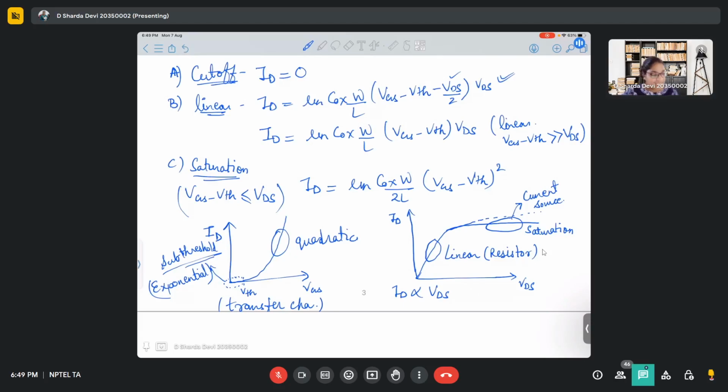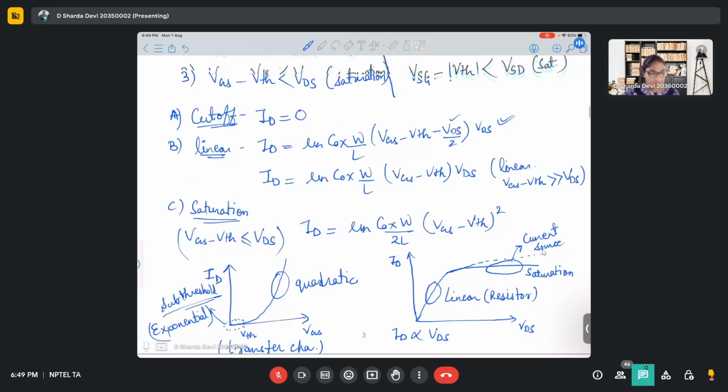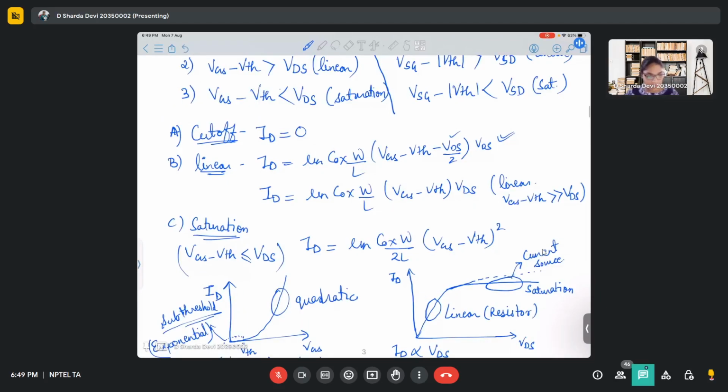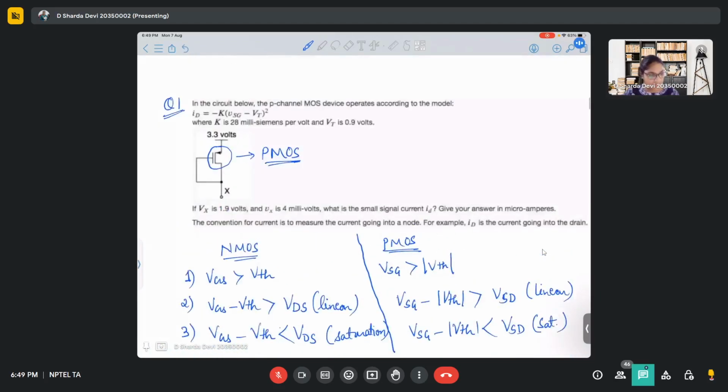Okay. So we have talked about the basic MOSFET. So maybe we can move to our first problem.